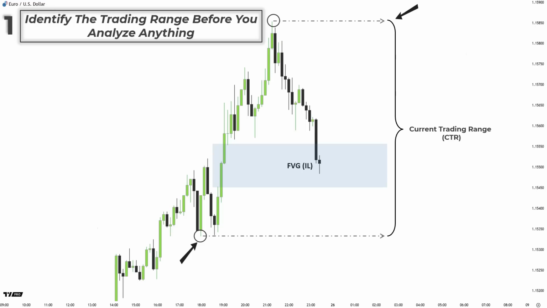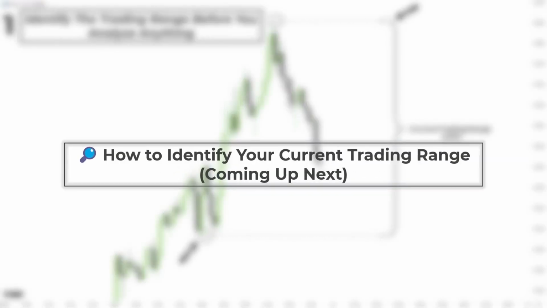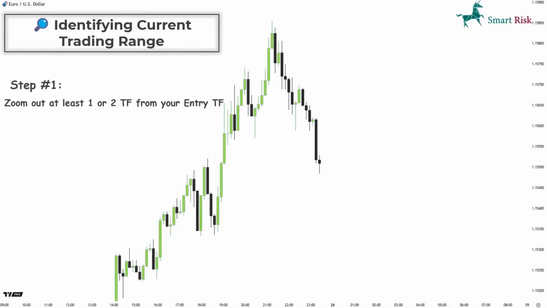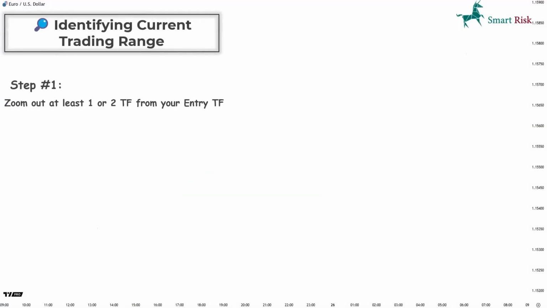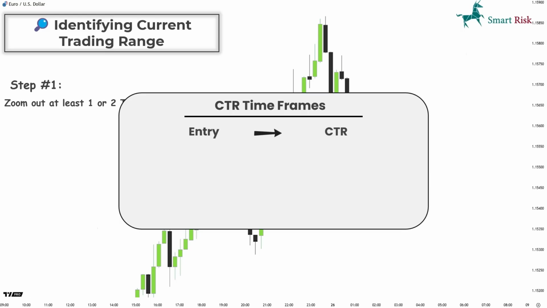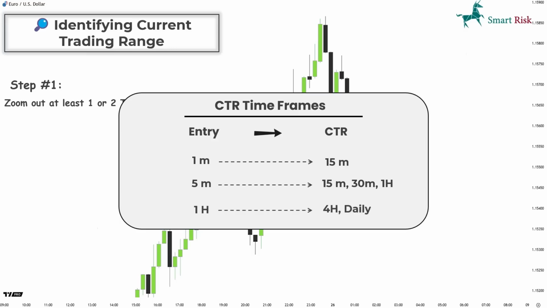So, how to identify your current trading range? The first step is to zoom out at least 1 or 2 time frames higher than your entry time frame. For example, if your entry time frame is 1 minute, define your range on the 15-minute time frame. If you trade from the 5-minute, look at the 15-minute, 30-minute, or 1-hour time frame. If your entry time frame is 1 hour, your trading range should come from the 4-hour or daily time frame. And this is critical. Never define your trading range from your entry time frame.